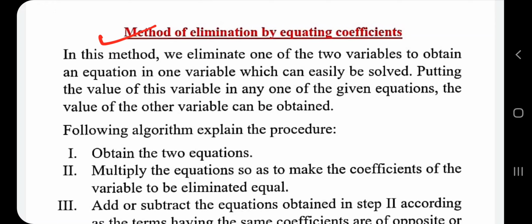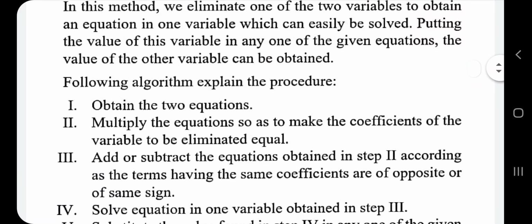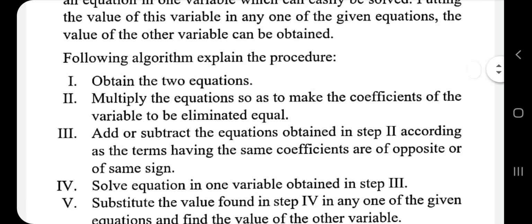So here, putting the value of this variable in any of the given equations, the value of the other variable can be obtained. So this is a brief idea, and we will follow the following algorithm to solve a pair of linear equations in two variables. Step number 1 is to obtain the two equations.